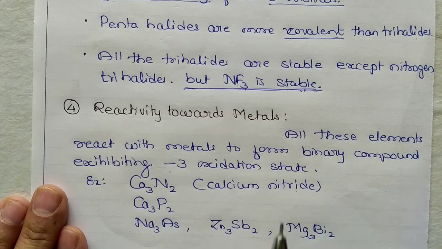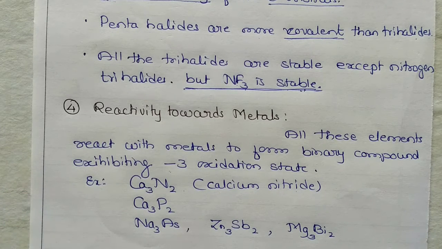So this is the reactivity of 15th group elements: reaction with hydrogen, reaction with oxygen, reaction with halogens, and reaction with metals. So this is about general properties. In the next part we are going to take the preparation and properties of dinitrogen.